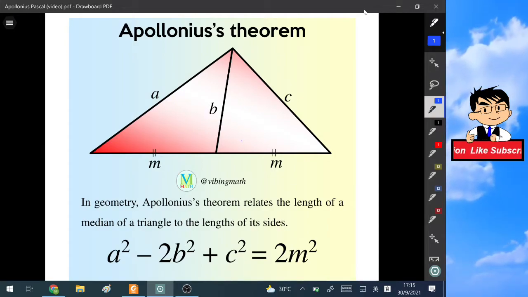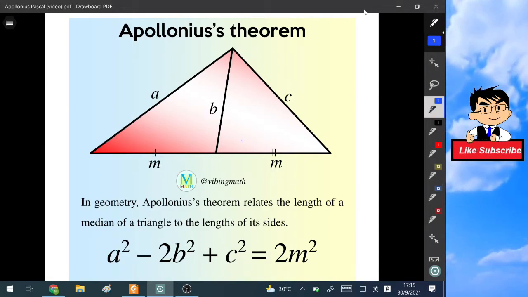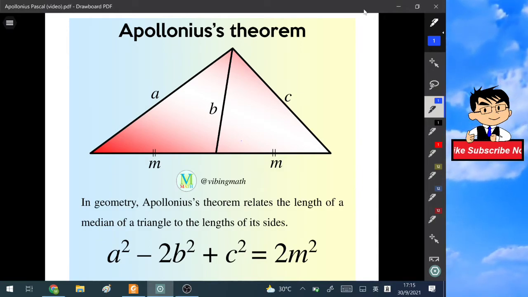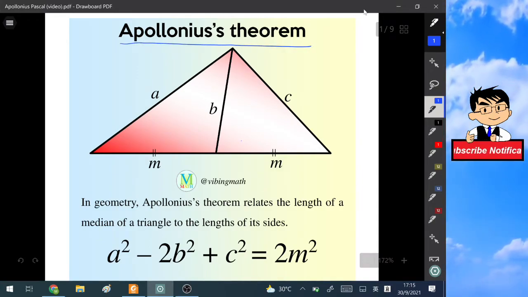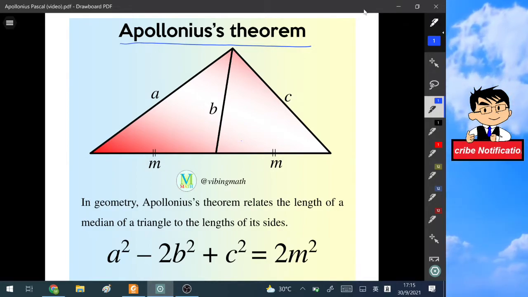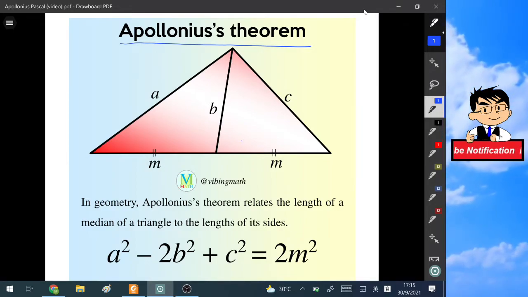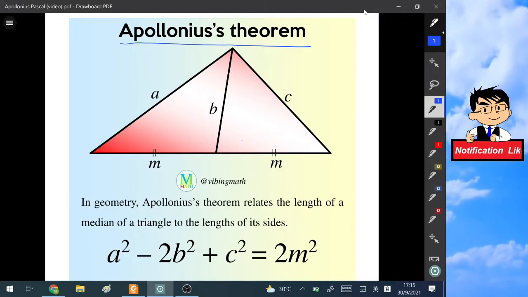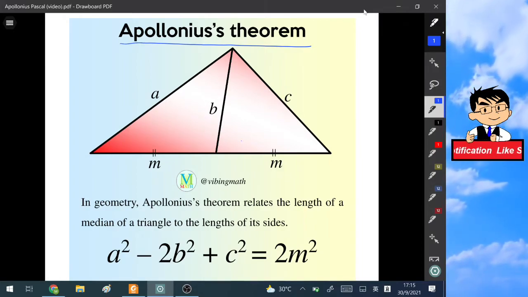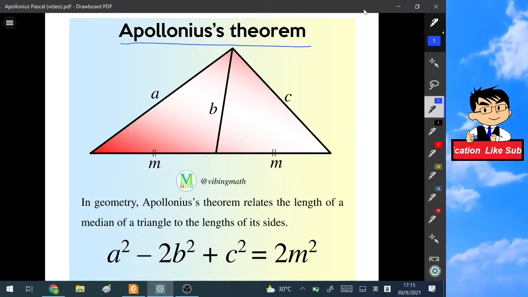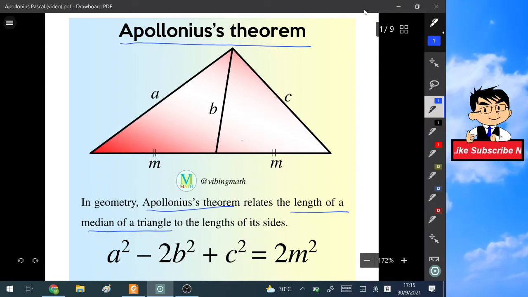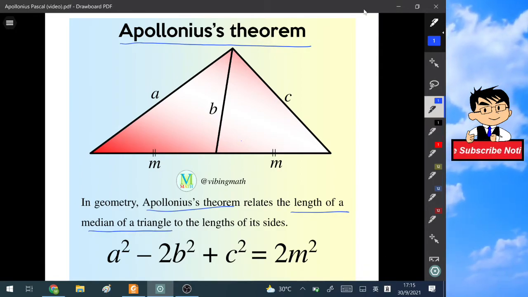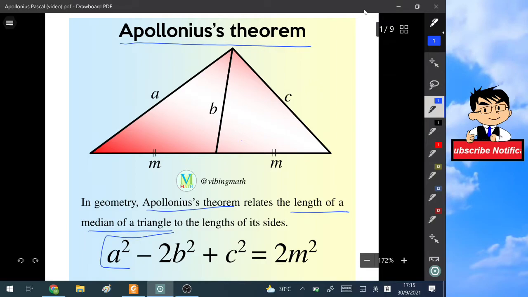Hello everyone. In this video we are going to explore the Apollonius theorem and some very beautiful and interesting results from the variation of the triangle. At first, the Apollonius theorem states that the length of the median of a triangle is related to the length of its sides by this expression.